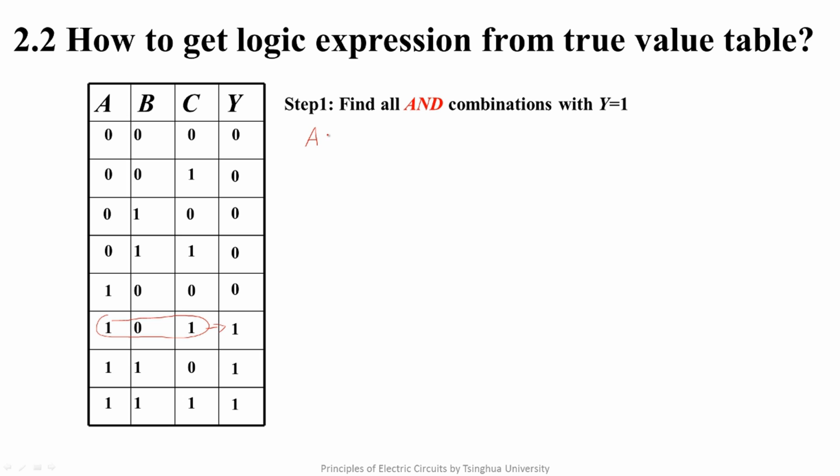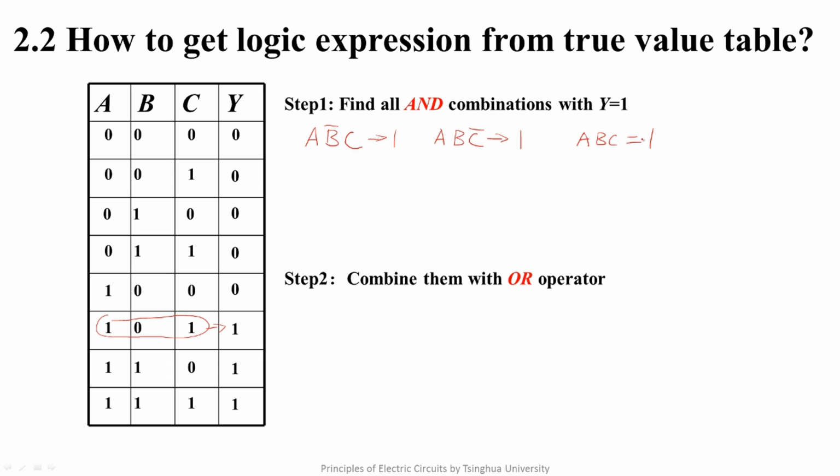A and B not and C can provide 1. Similarly, A and B and C not provides 1. A and B and C provides 1. From the truth value table, we can know that there's only 3 combinations outputs to be 1.